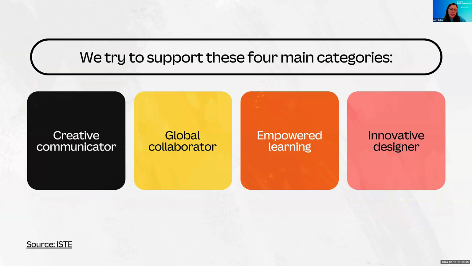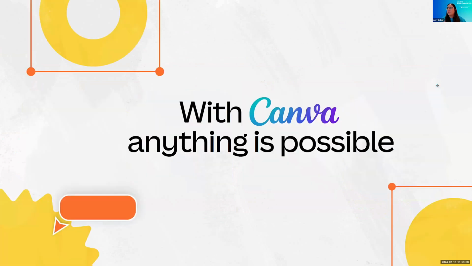When it comes to the ISTE standards, we like to point out that these are the 4 main categories that Canva as an EdTech platform really tries to support. It allows students to become creative communicators, global collaborators, really empowering their learning, letting them take the reins and setting them on a creation pathway. And lastly, innovative and, in Canva, iterative designers. With Canva, truly anything is possible.